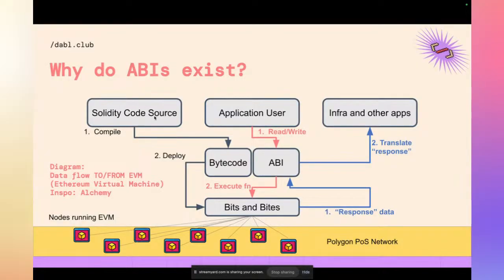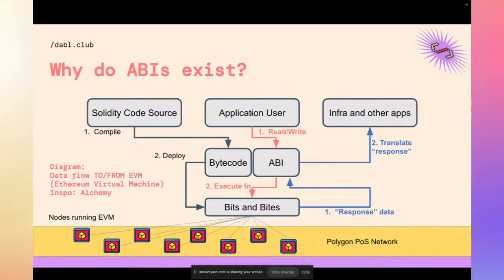We're going to create some Solidity code. This is going to be the code source. We're going to compile it and deploy it. Once we compile it, we generate the bytecode and the ABI. Then we will deploy it, and it gets deployed into the EVM, the virtual machine. In this case, we will be using Polygon Amoy. And then it's stored as bits and bytes that the virtual machine can now execute as code.